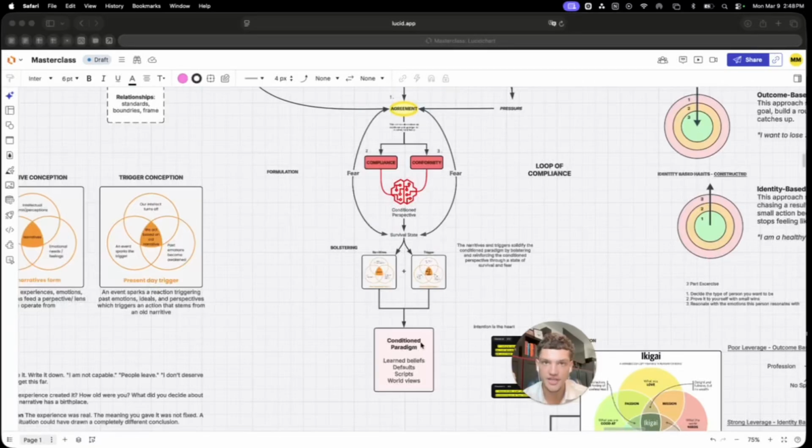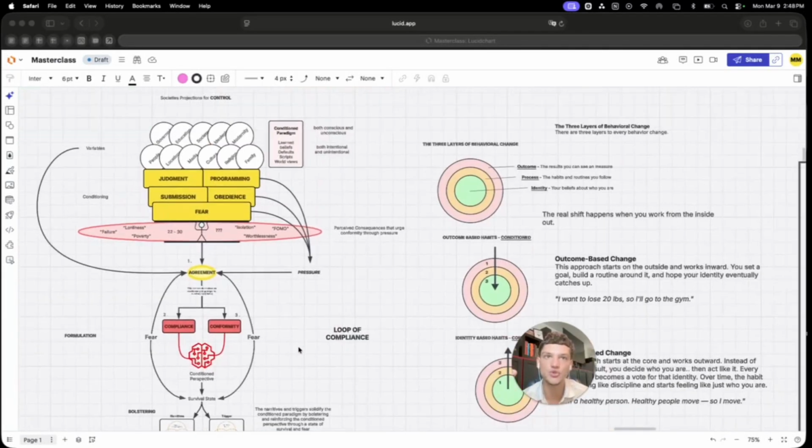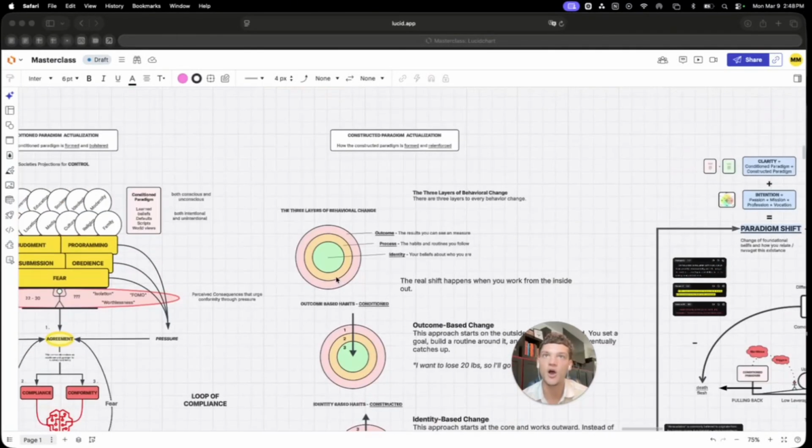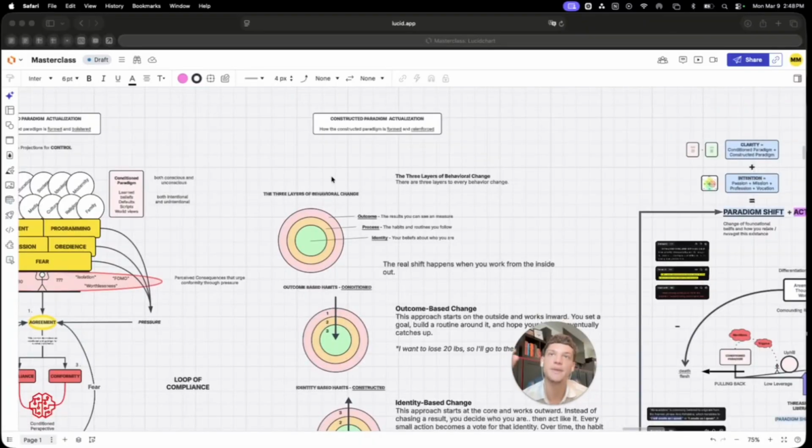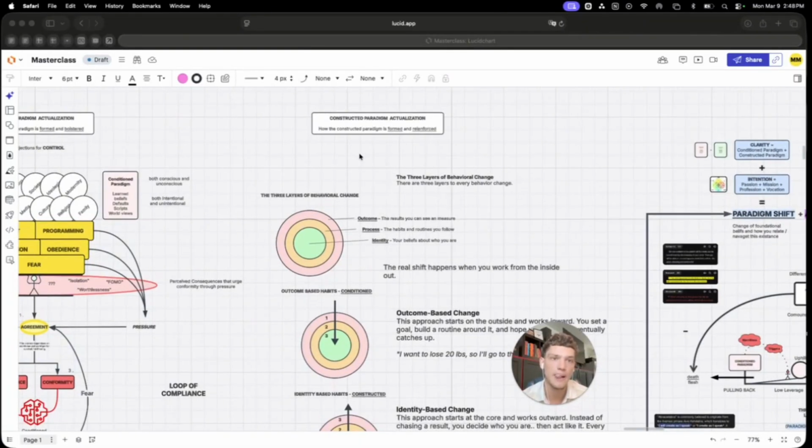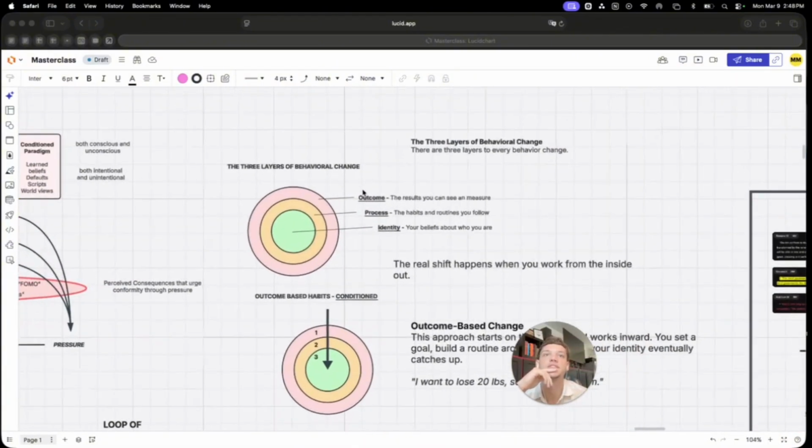Now that we have a good understanding of the conditioned paradigm, we need to understand how to develop the constructed paradigm and how the constructed paradigm is formed and reinforced. So the first step to understanding this process is that there are three real types of behavioral change: outcome, process, and identity. The real shift happens when you work from the inside out of this process.